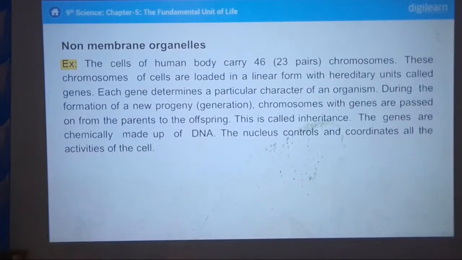Example, the cells of the human body carry 46 chromosomes, that is 23 pairs of chromosomes. These chromosomes of cells are loaded in a linear form with hereditary units called genes. Each gene determines a particular character of an organism. During the formation of a new progeny or generation, chromosomes with genes are passed on from the parents to the offspring. This is called inheritance. The genes are chemically made up of DNA or deoxyribonucleic acid. The nucleus controls and coordinates all the activities of the cell.